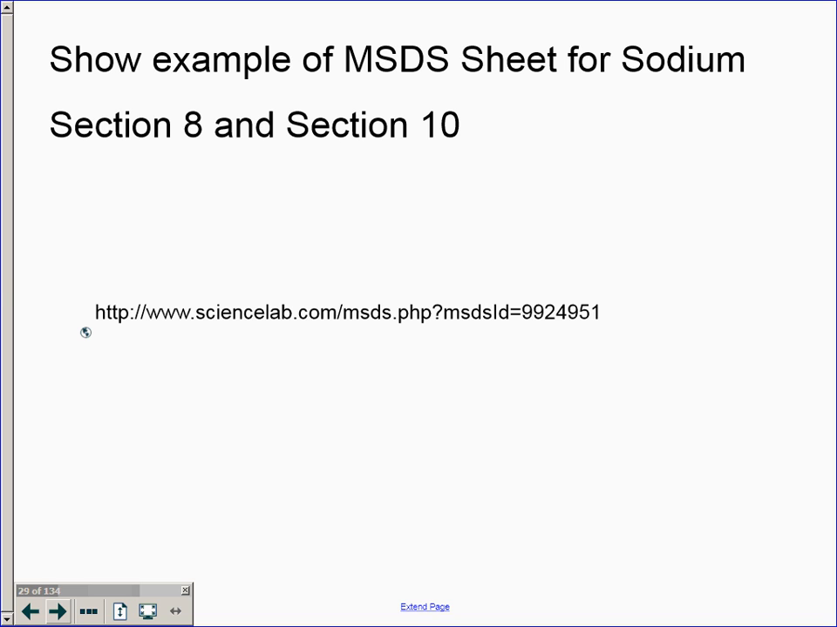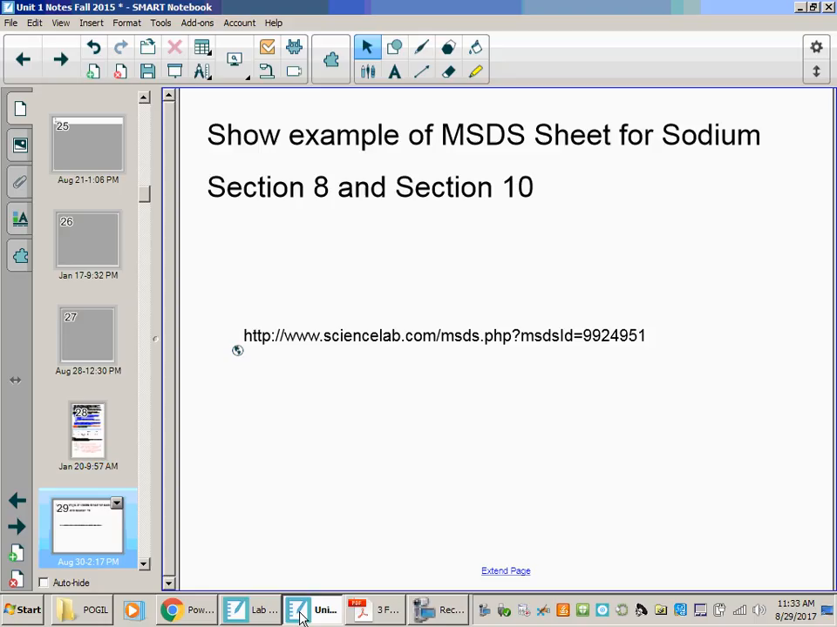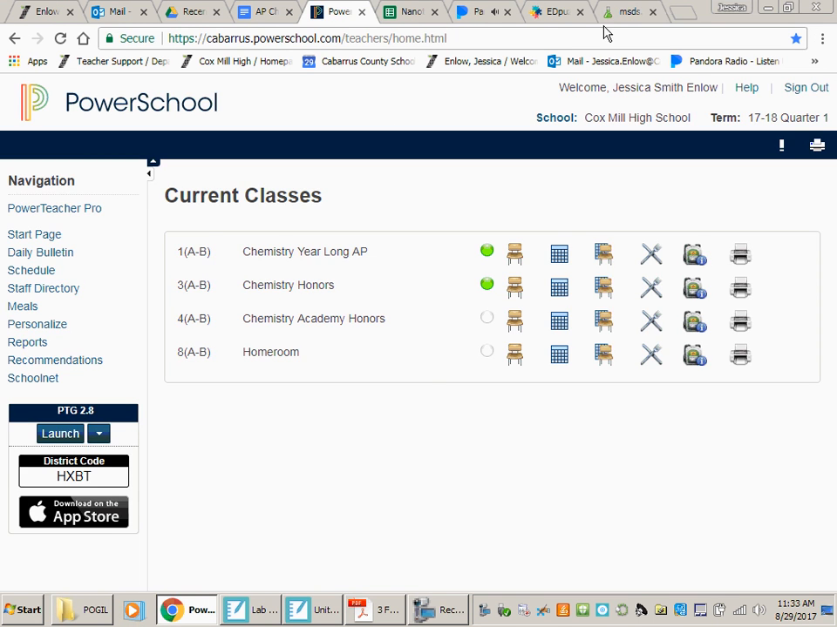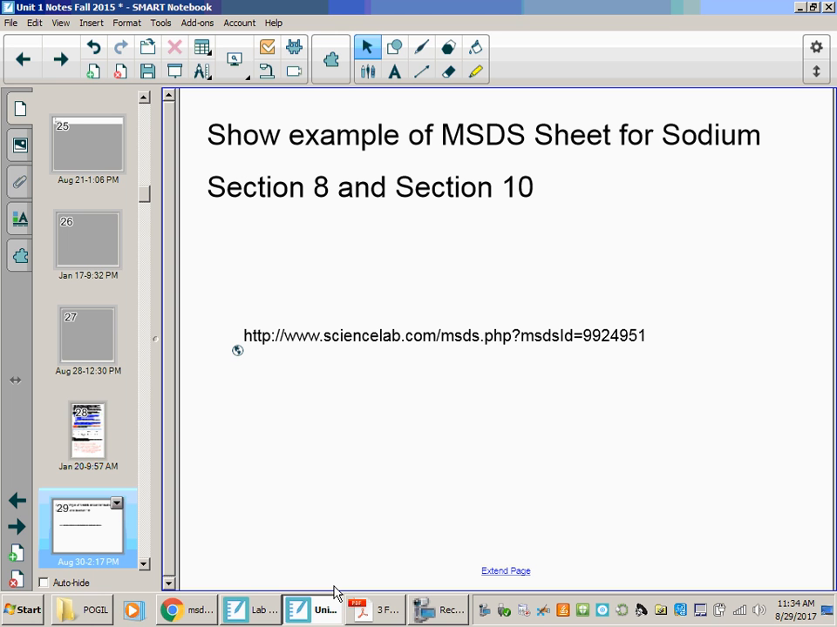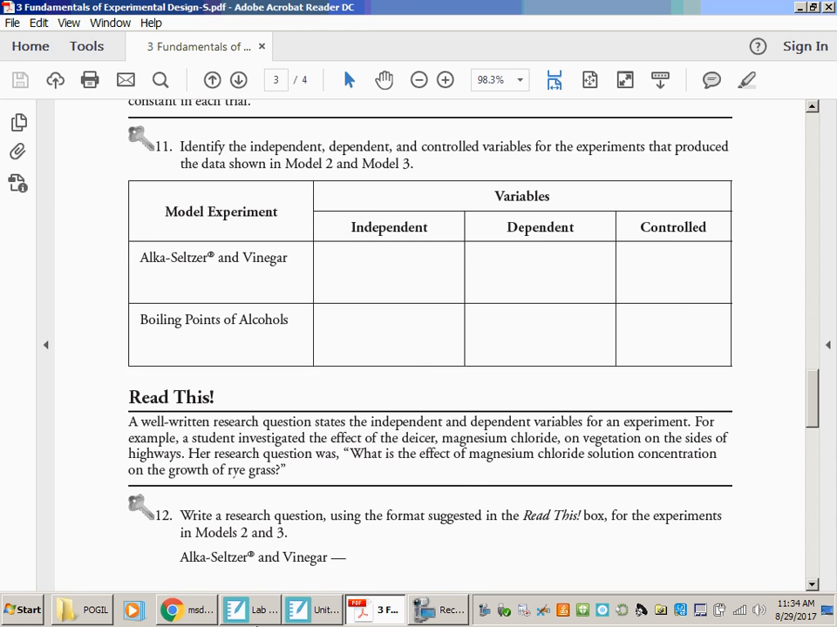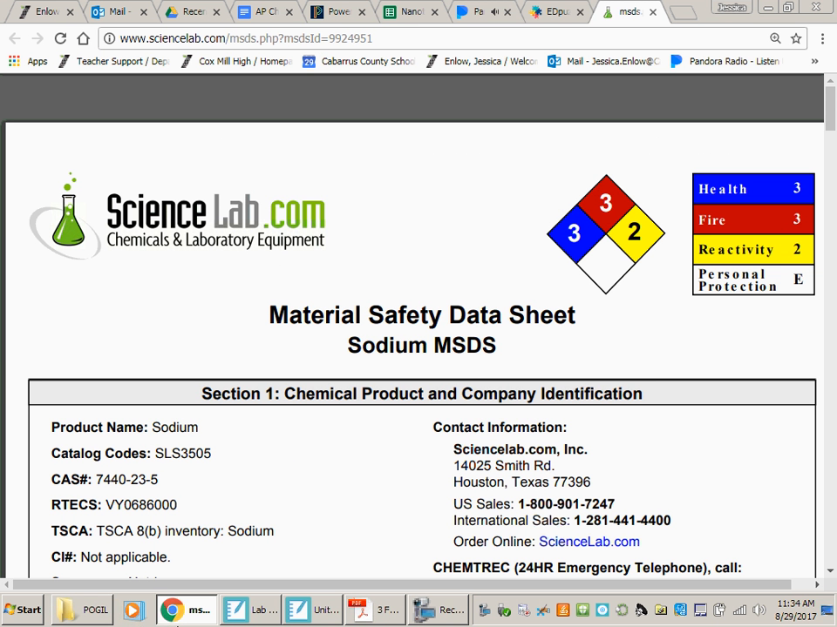I just pulled this one for example, for sodium. You guys know sodium. What's the chemical symbol for sodium? Na. That's S is sulfur. But we're getting there. So here's what I said to do, and I put it up here so you would remember. Section 8 and Section 10 of this big sheet have really great, specific information for this activity.